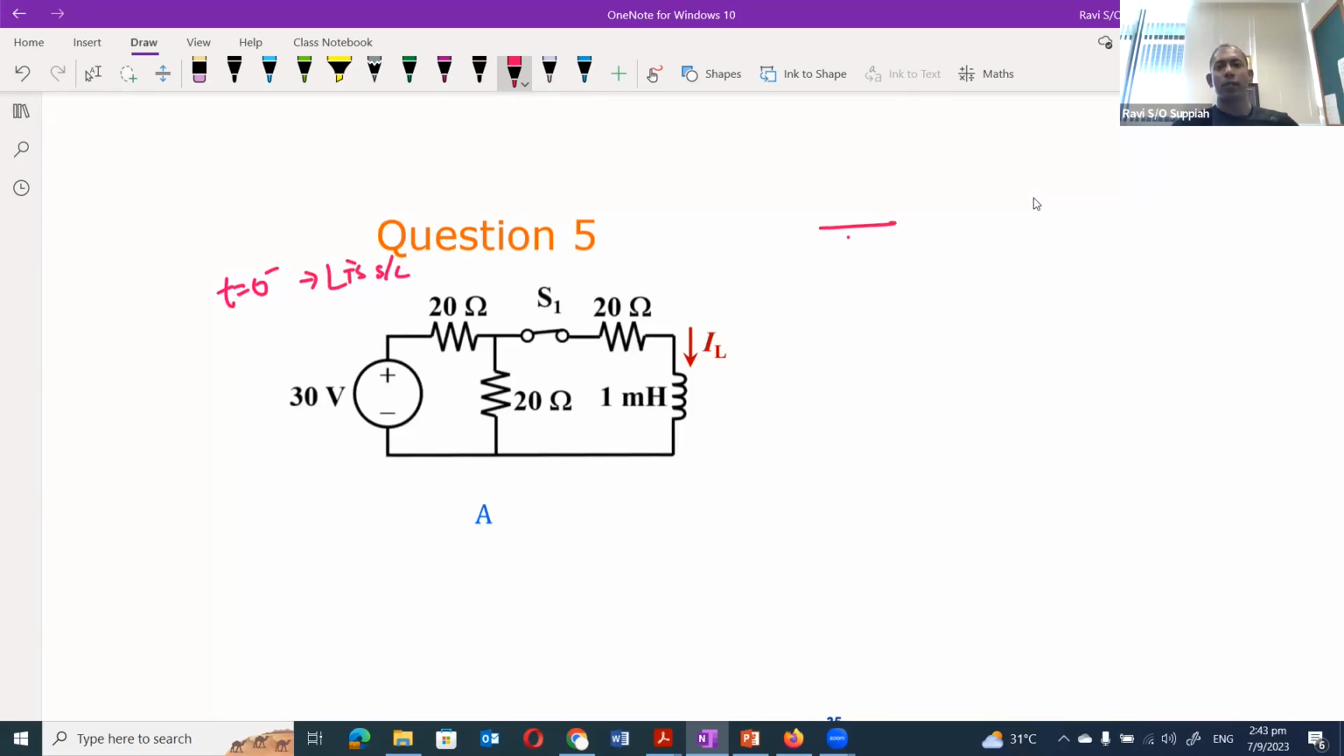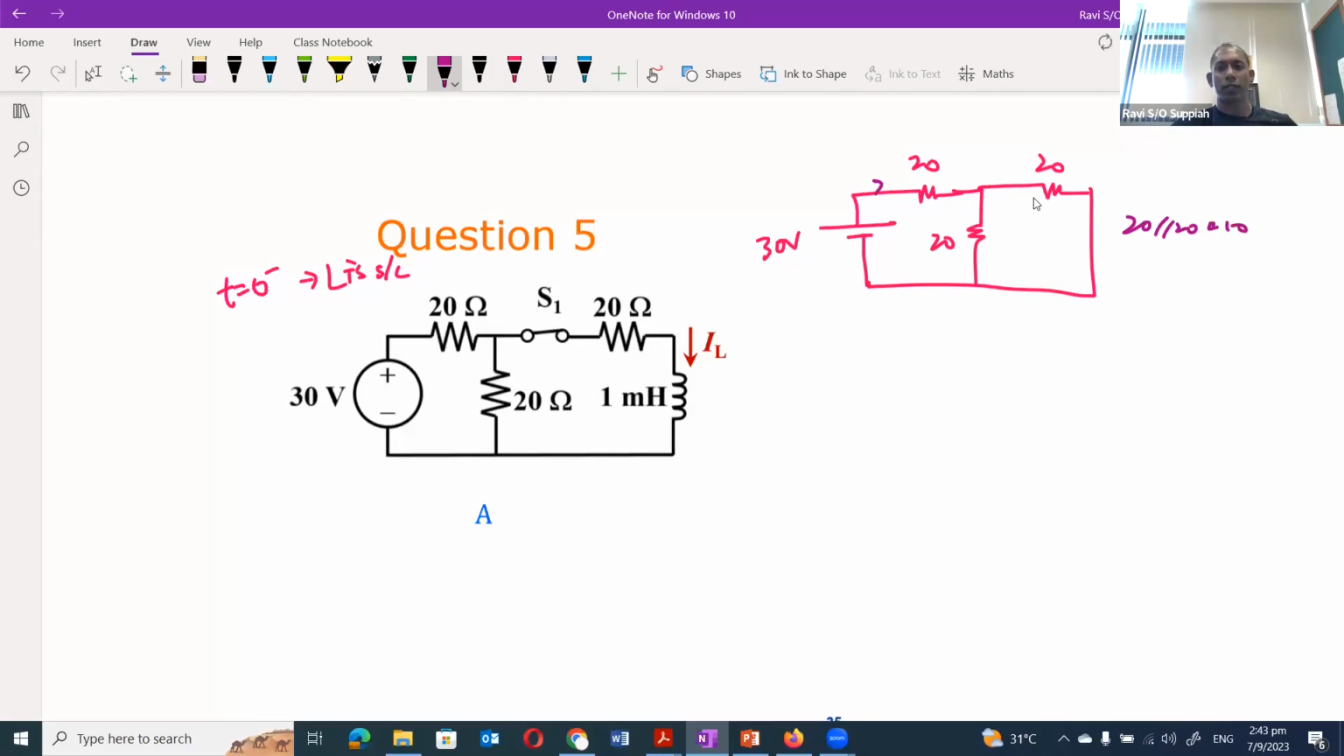So the equivalent circuit that we get here is 30 volt, 20 ohm, 20 ohm, and 20 ohm here. This 20 parallel with 20 will give me 10. After a while you get used to the numbers and you will know some shortcuts: when two resistors are the same in parallel, you just divide by 2. So 20 plus 10 will be 30, and the total current will be 30 volts divided by 30 ohms, which equals 1 ampere.